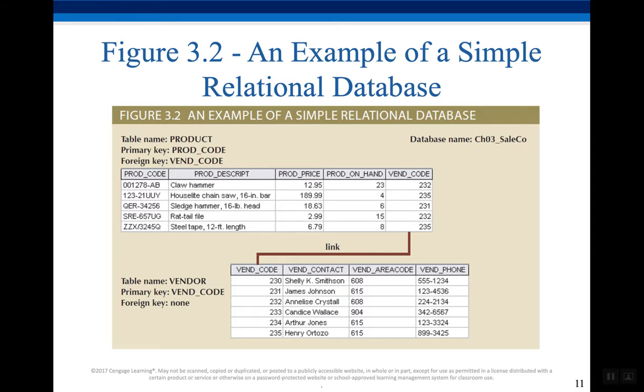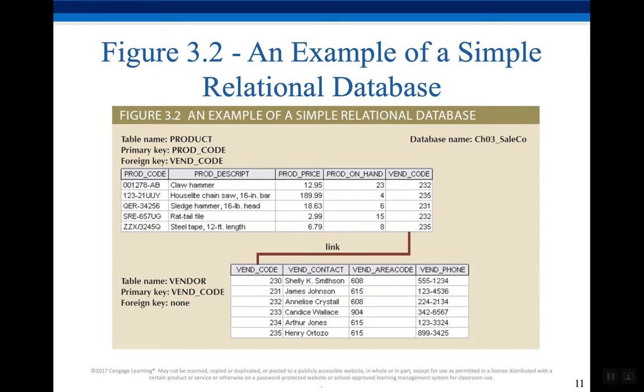First table is the product table. The primary key is the product code. And it has a prod code, prod description, prod price, on-hand quantity, and then the vendor code. And the vendor code would be where you would buy that from.